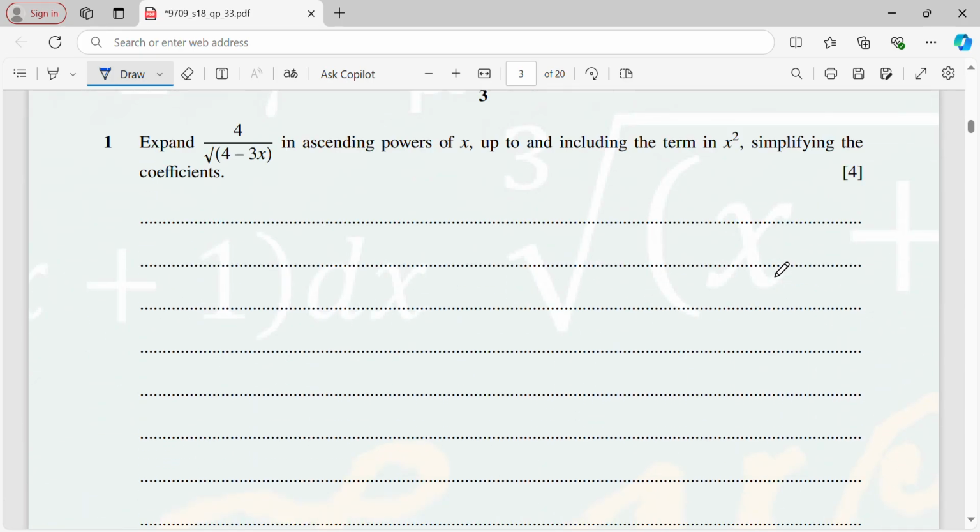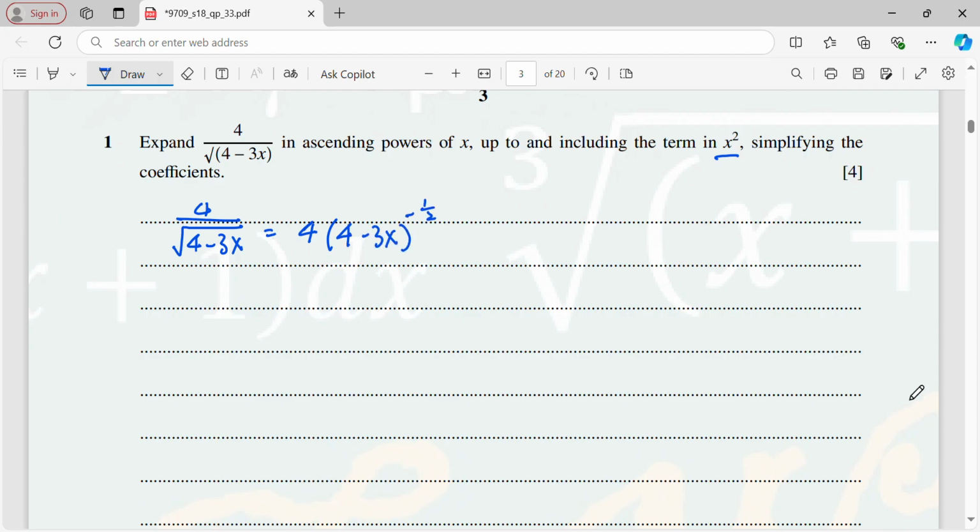For question number 1, expand 4 over square root of 4 minus 3x in ascending powers of x up to and including the term in x squared, simplifying the coefficients. So first of all, I will just copy down the question. Okay, so the square root in the denominator will be moved up, and it will be 4 times 4 minus 3x to the power of negative half.